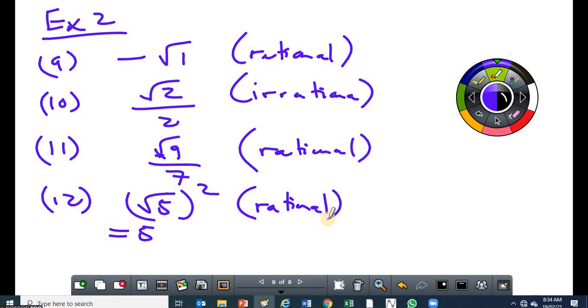Sorry? Number 11. 9 is a perfect square. What's the square root of 9? It's a 3. So this is the same as 3 over 7. It's a common fraction. The numerator is an integer, the denominator is an integer, so it's a rational number. Remember, all common fractions are rational numbers. Okay. So let's move on quickly to the next one.